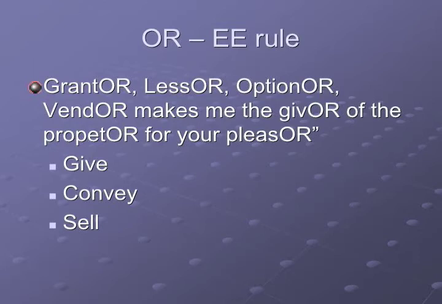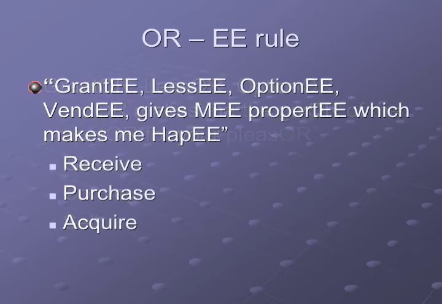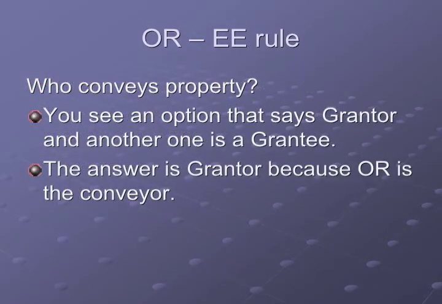So if you see words like give, convey, or sell, that is an or. Now say, grantee, lessee, optionee, vendee makes me property which makes me happy. So if you see words like receive, purchase, acquire, you know that's an E. It may seem silly, but when you are taking your exam and you see a question that you do not understand, but you know that one party is giving something and the other party is receiving something, you will be thrilled. For example, a vendor sells to a vendee.